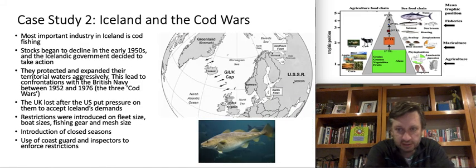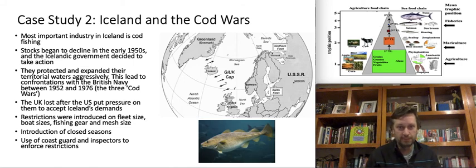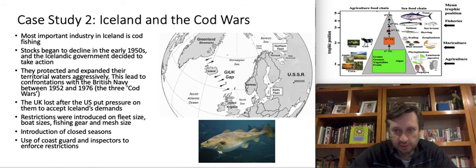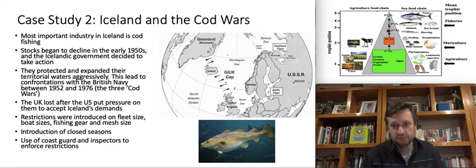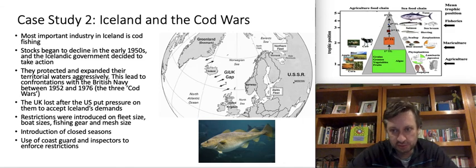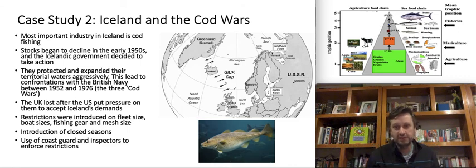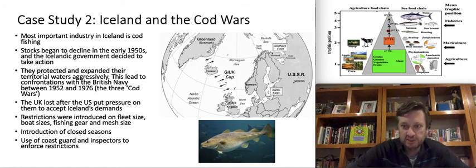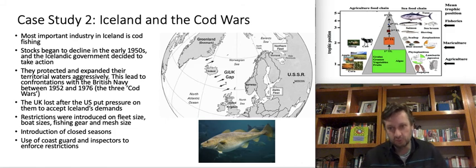Okay, a second case study, possibly more violent, but with potentially a more rosy outcome, was the Cod Wars. These were a series of wars or skirmishes that were fought between the British and the Icelanders between the 1950s and the 1970s. They've become known as the Cod Wars. There were basically three skirmishes, or three Cod Wars.